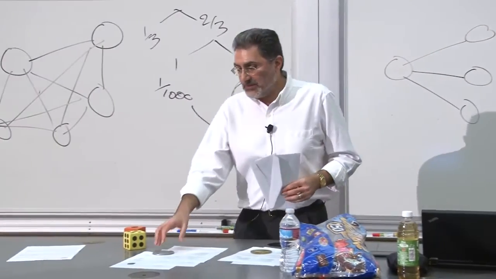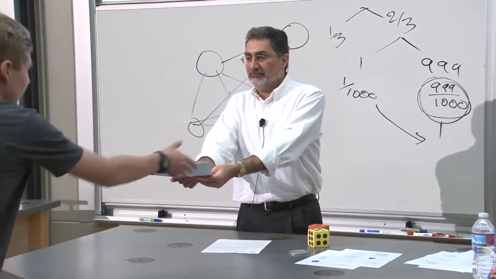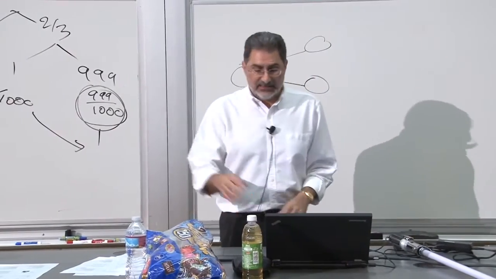One of these envelopes contains X dollars. We don't know what X is, but one of the envelopes contains X dollars. The other contains 2X dollars. So one has double the amount of the other envelope. Pick an envelope. All right, don't open it yet. So you have your envelope.